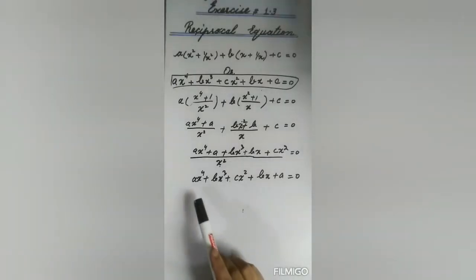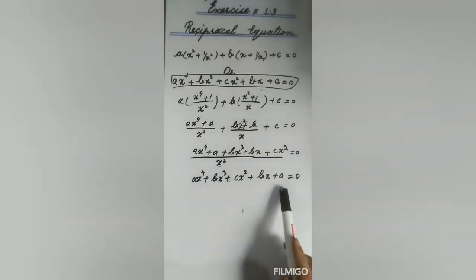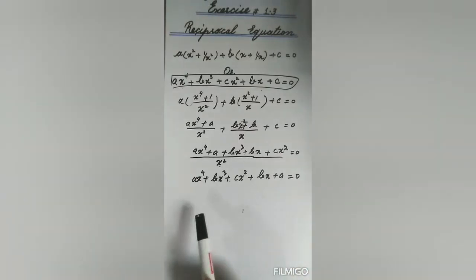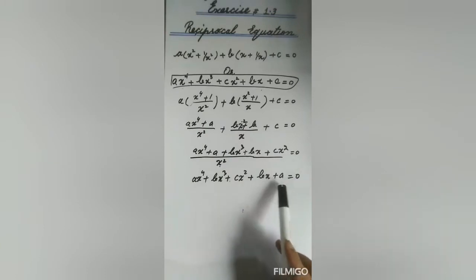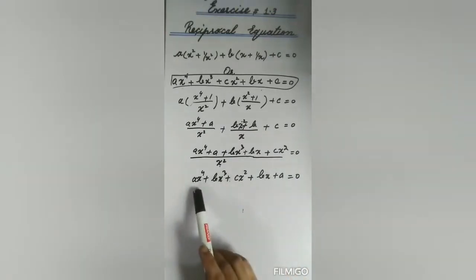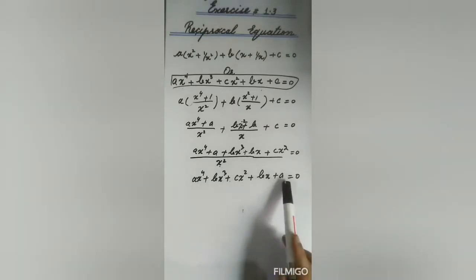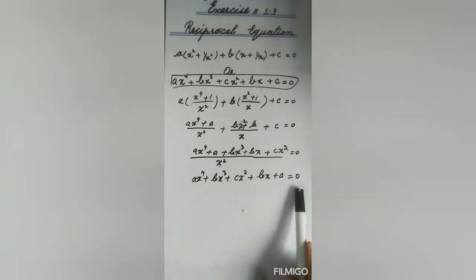Now we can relate both of these equations are the same. We have got this equation after taking LCM. How can you judge whether the given equation is a reciprocal equation or not? Have you observed that here it is ax^4 and the last term is a? So what similarity is there here? The coefficient of the first value, the highest power value, and the last constant value are the same.